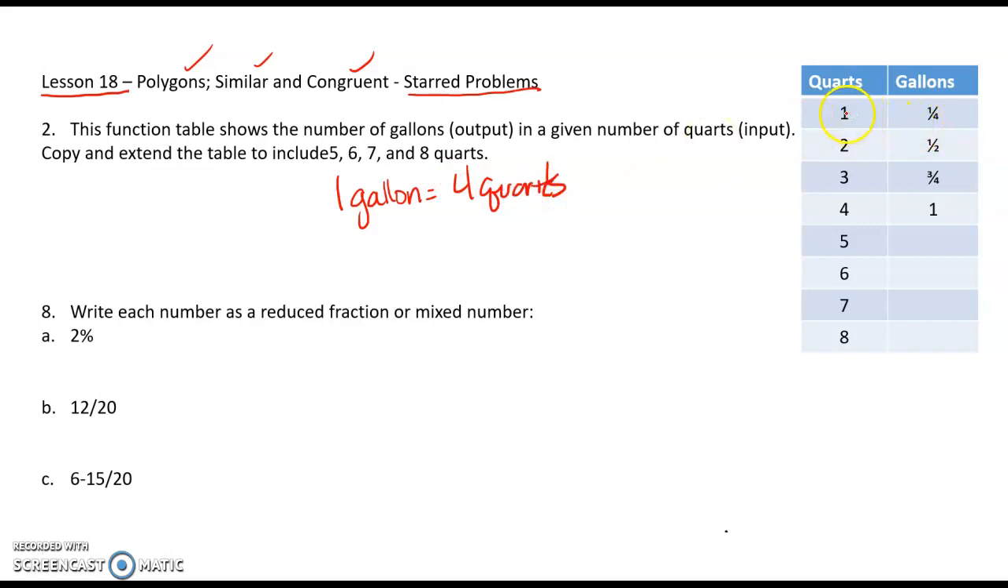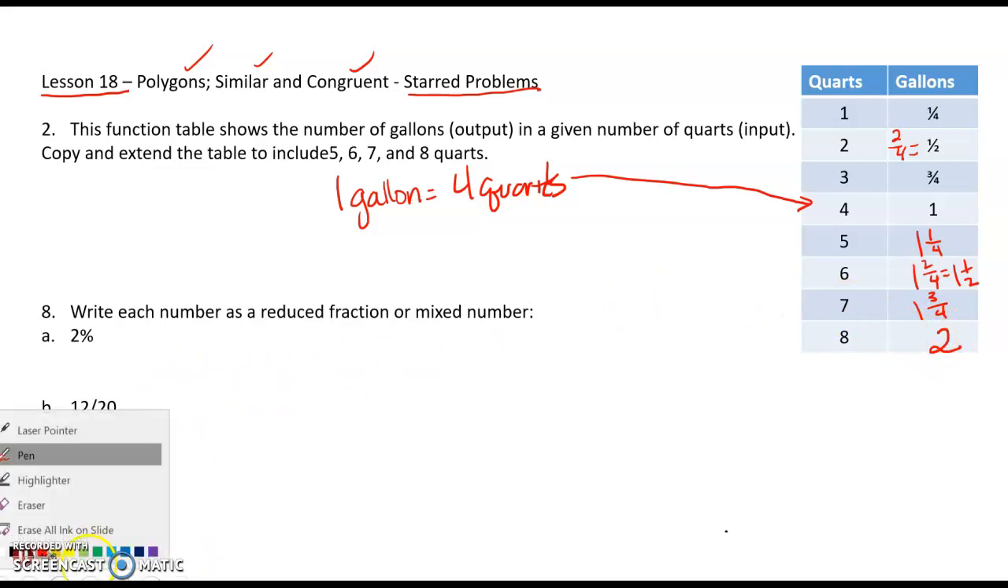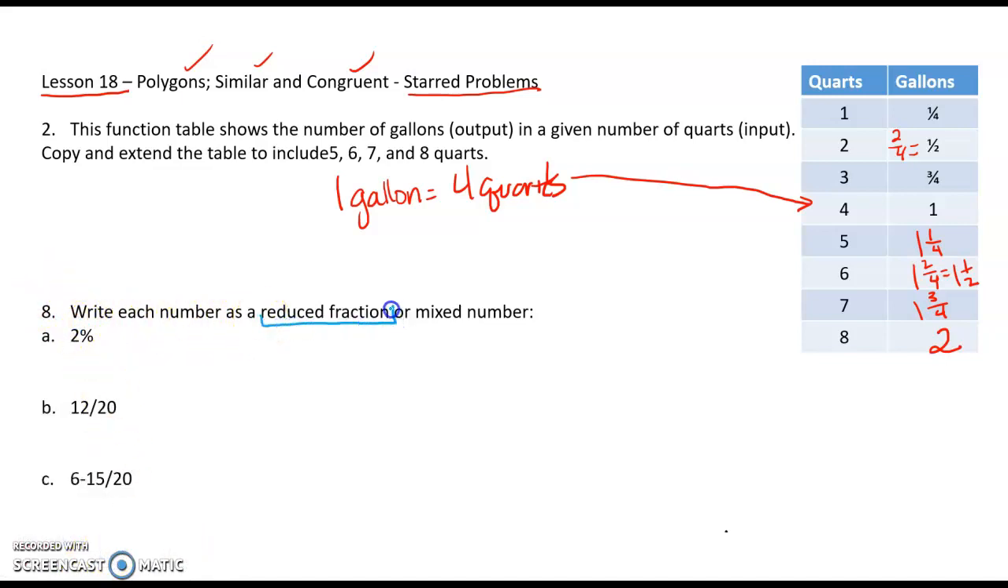So you can see what they did here. 1 quart is 1/4 of a gallon. 2 quarts is 2/4 of a gallon, which is 1/2. 3 quarts is 3/4 of a gallon, and then 4 quarts is 1 gallon. So this kind of starts over because this is going to be 1 1/4 gallons. It's going to be 1 2/4, which is 1 1/2 gallons. This is going to be 1 3/4, and then this is going to be 2 gallons. So that's how that's worked out.